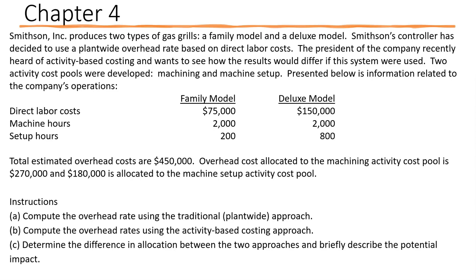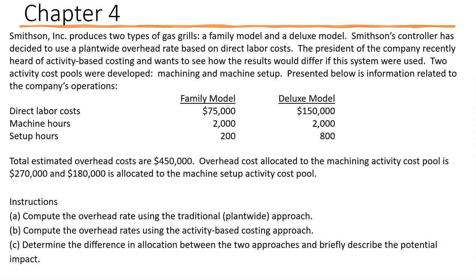So for direct labor costs, the family model incurs $75,000, the deluxe model twice that at $150,000. Machine hours, both models take 2,000 machine hours. Setup hours, family model is only 200 hours for setup, deluxe model is 800. Total estimated overhead costs are $450,000. Overhead cost allocated to the machining activity cost pool is $270,000 and $180,000 is allocated to the machine setup activity cost pool.